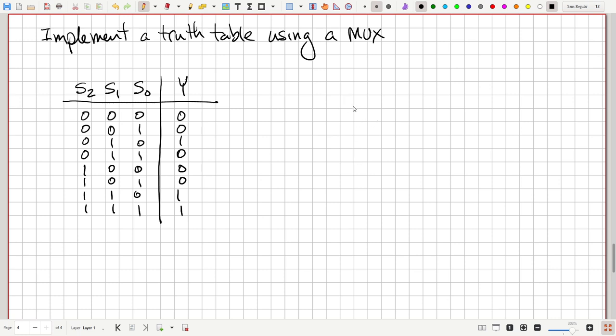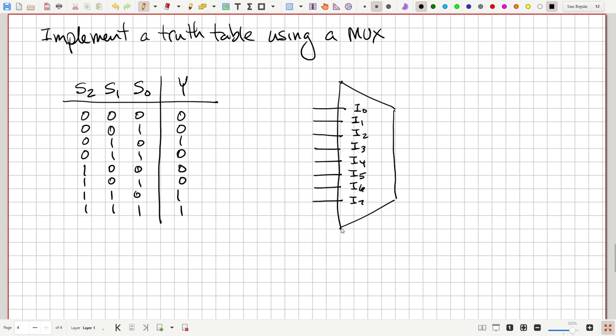And we have a multiplexer, and let's say here's I0, I1, I2, I3, I4, I5, I6, and I7 are the different inputs here. And we've got a single output Y. And then here are our selection inputs, S2, S1, and S0. Okay, so if we put in a particular set of values of S2, S1, and S0, that'll correspond to some row in this truth table.